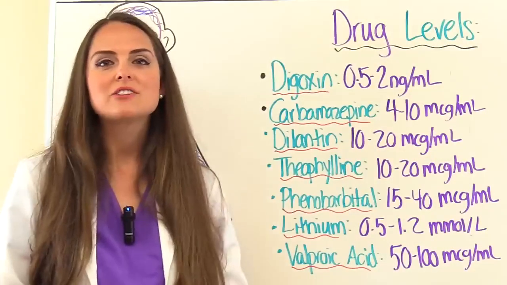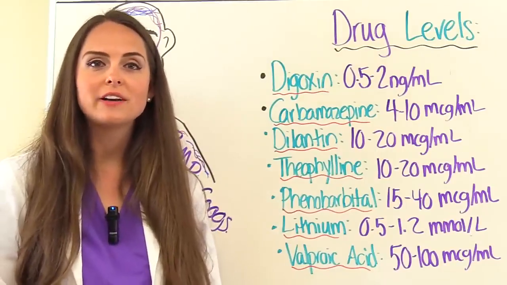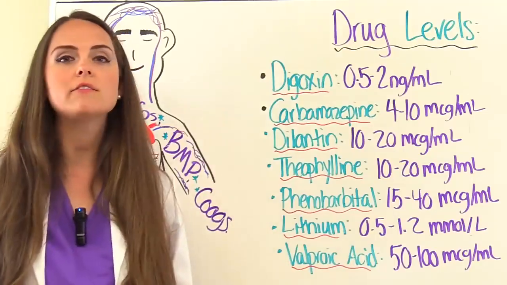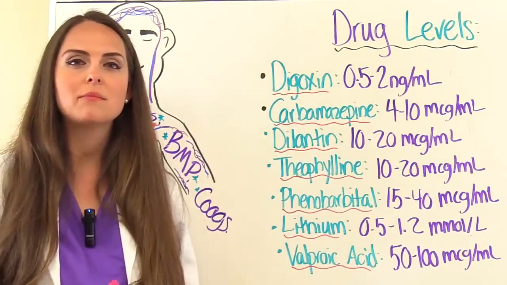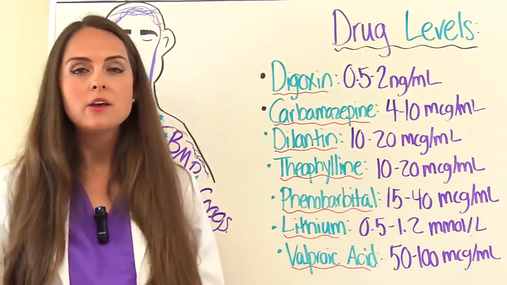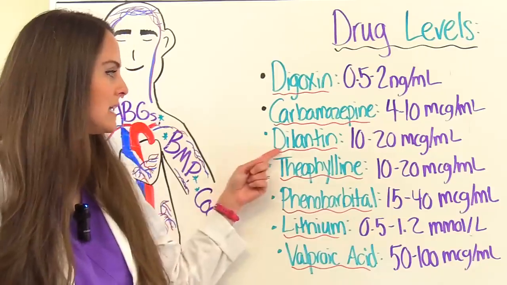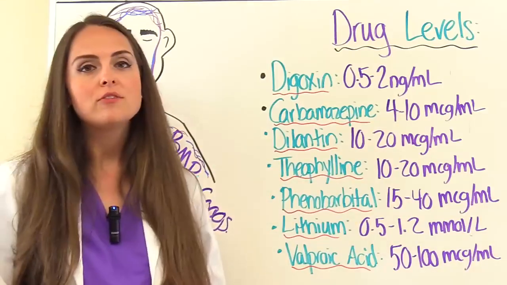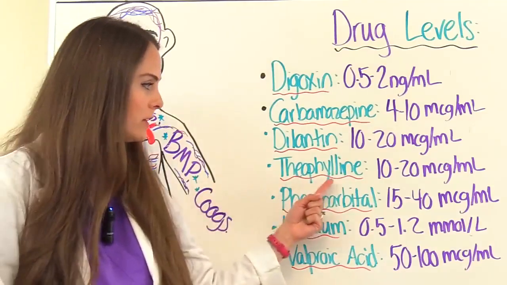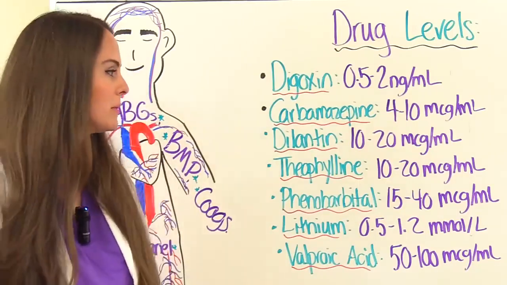Now let's wrap up this lecture and let's talk about the most common drug levels you may encounter on NCLEX. So first up is digoxin. A normal dig level is 0.5 to 2 nanograms per milliliter. Then we have carbamazepine, which is Tegretol. Normal level is 4 to 10 micrograms per milliliter. Dilantin, a normal level is 10 to 20 micrograms per milliliter. Then theophylline, normal level, same as Dilantin, is 10 to 20 micrograms per milliliter.